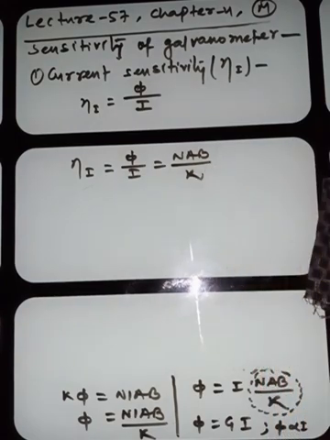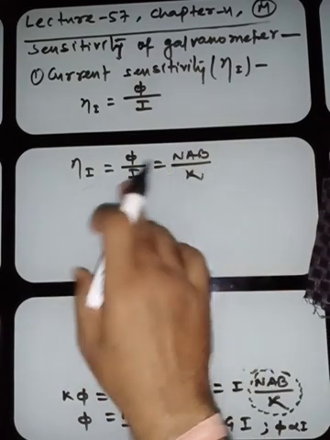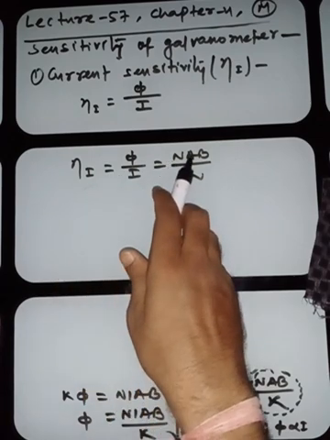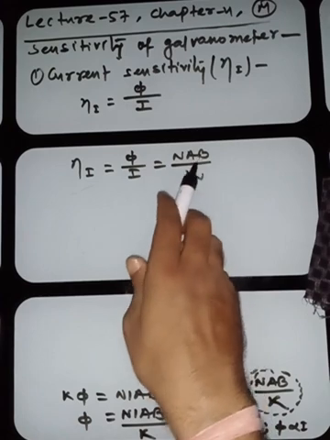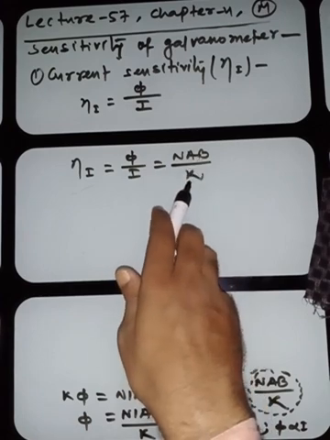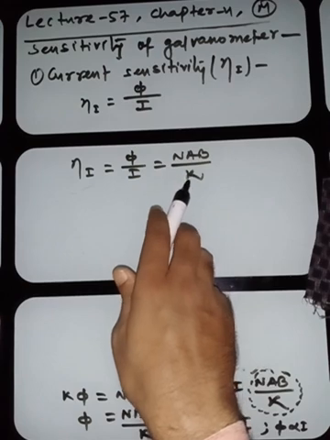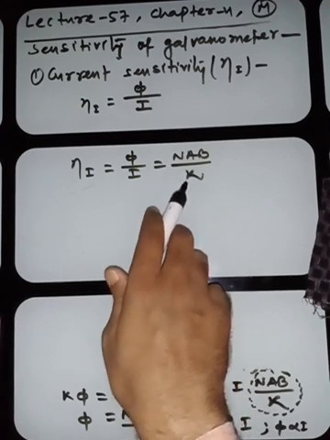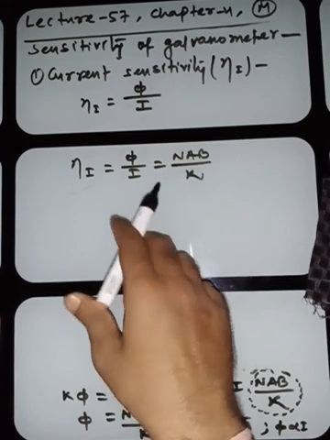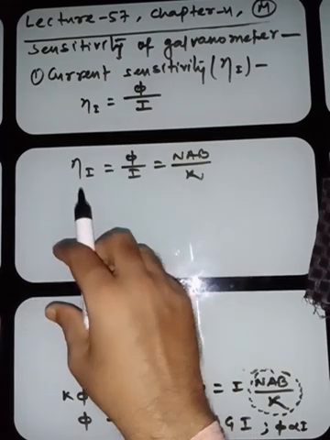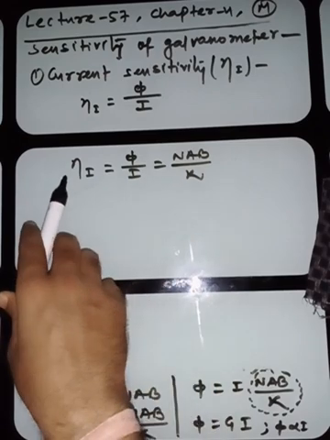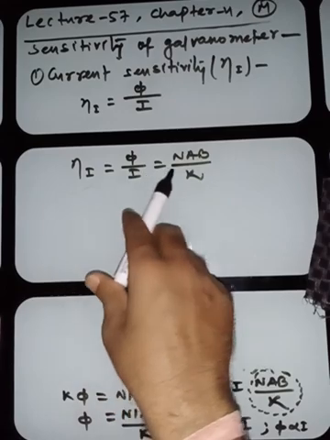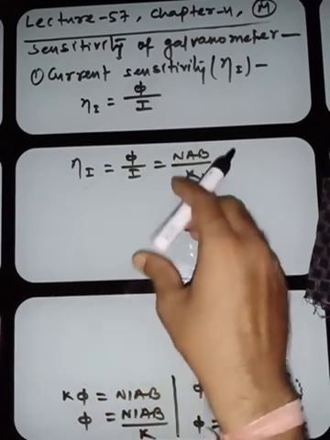Now how can you increase the current sensitivity? You can see, increasing the number of turns, as you increase it, the current sensitivity will increase; increasing the area, increasing the magnetic field, and decreasing the value of K. That's why I told you the minimum value of K we use is for phosphor bronze. That's why we use that particular material to make the coil. So eta, which is the sensitivity, depends upon this quantity.